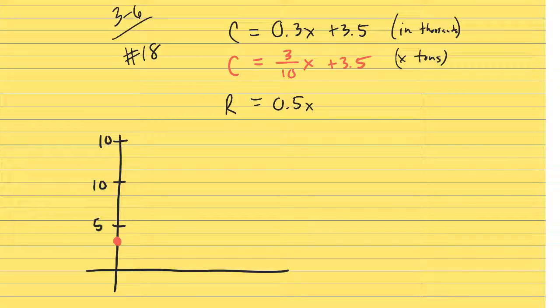So I'm going to go up 3, which means I go up from 3.5 up 3, brings me to 6.5. And then I'm going over 10. So let me put 10 right here so that I have a little bit of room. And again, I might run out of room, so I might have to make this graph larger later.